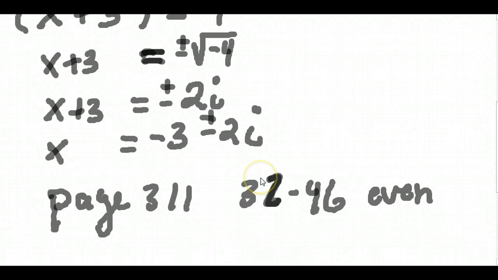Okay, so these are solving each equation by completing the square. Some of them are imaginary, some of them are not, some of them have coefficients, some of them do not, some of them are fractions, some of them are not. 32 through 40.